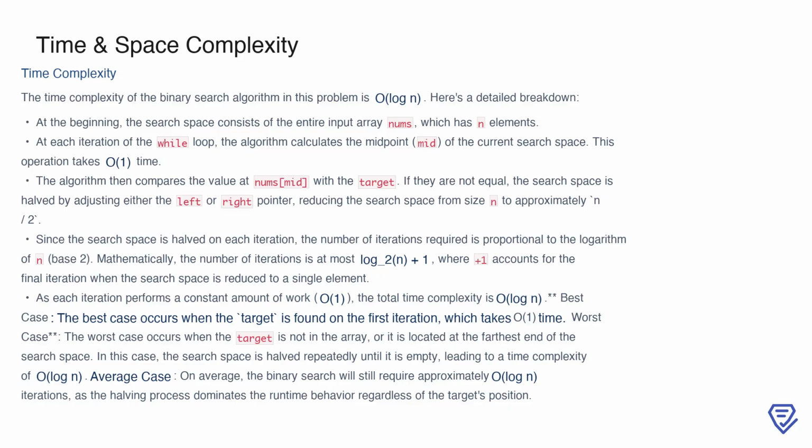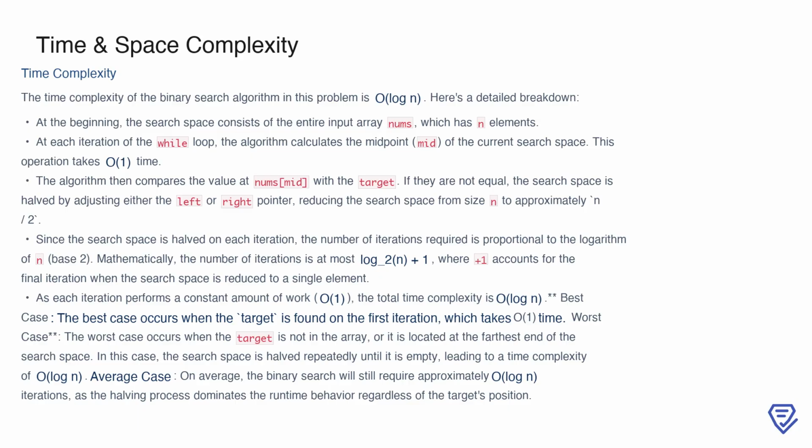If they are not equal, the algorithm adjusts either the left or right pointer, effectively reducing the search space to half its previous size. This halving process continues until the search space is reduced to a single element or the target is found. Since the number of halving steps required is proportional to the base 2 logarithm of n, the total number of iterations is at most log_2(n) + 1. As each iteration involves a constant amount of work, the overall time complexity is O(log n).